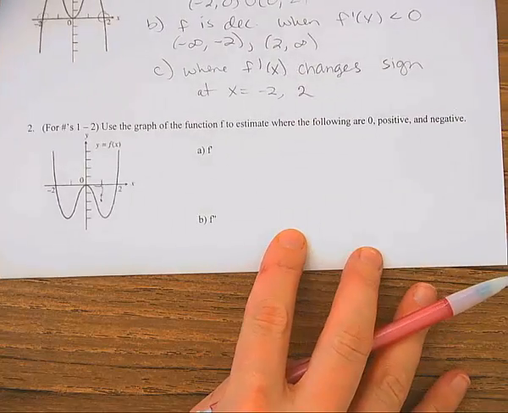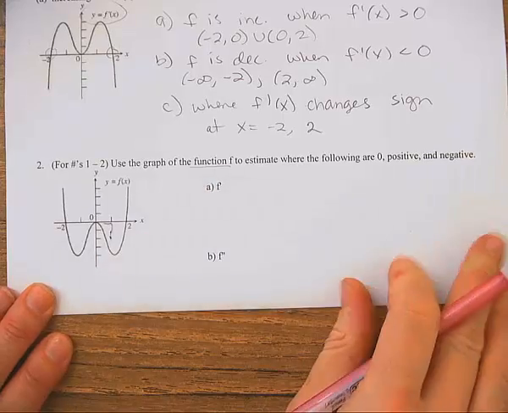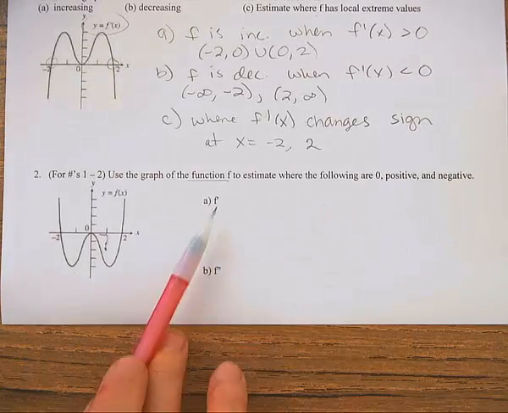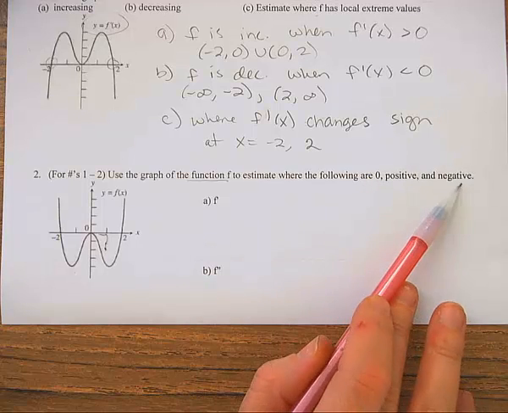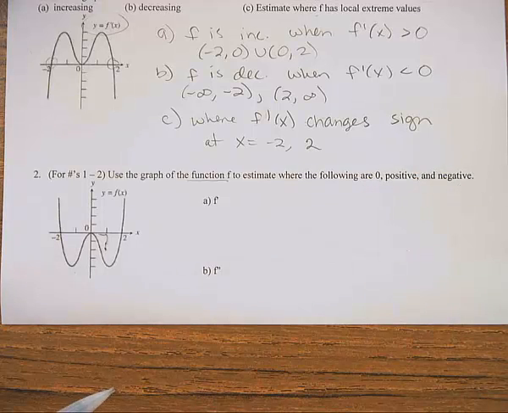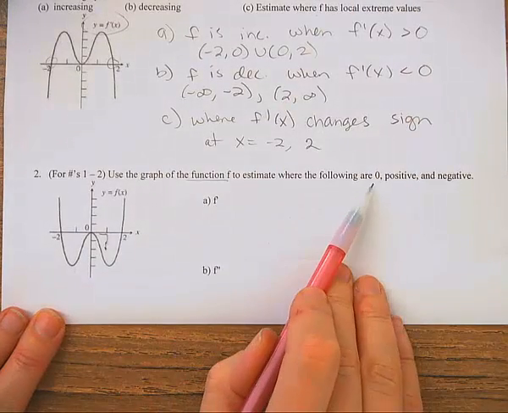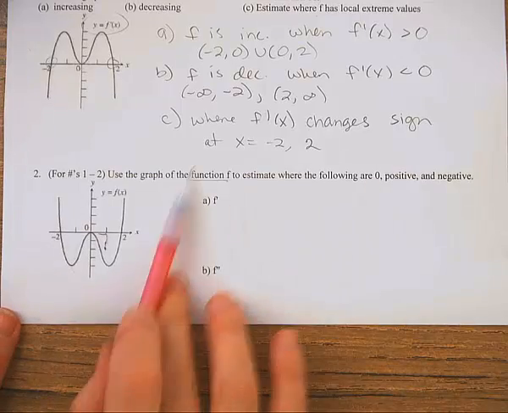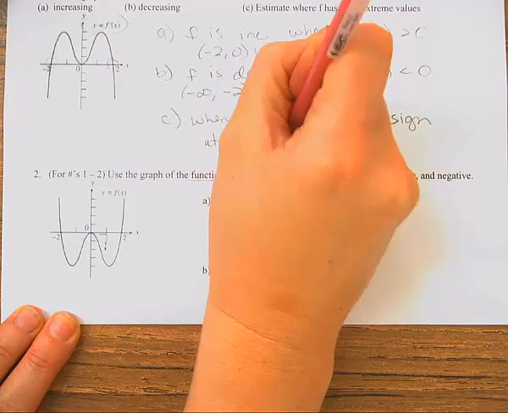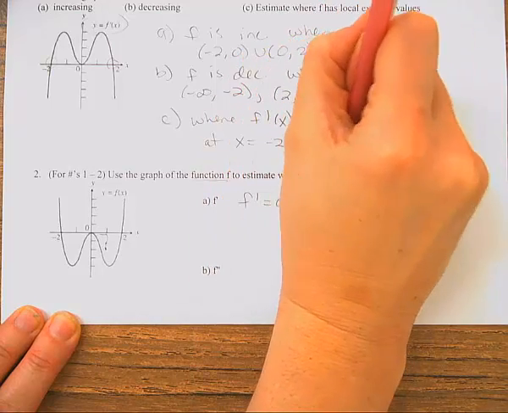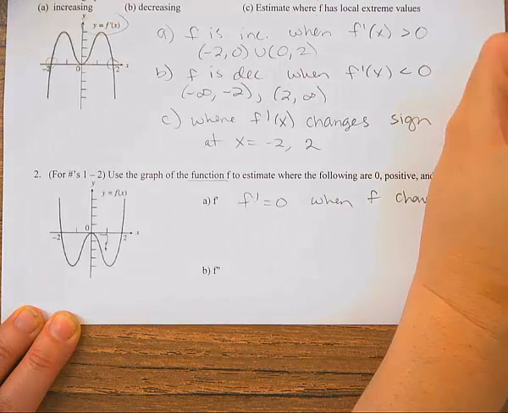For example 2, it wants us to use the graph of the function, not the derivative. So this is the function, to estimate where the following, that's f prime and f double prime, are 0, positive, and negative. Okay, so I know that f prime is going to be 0 when the original function changes direction. So f prime equals 0 when f changes direction.